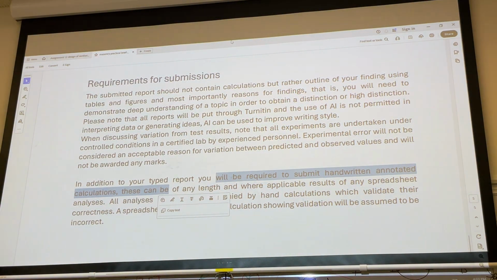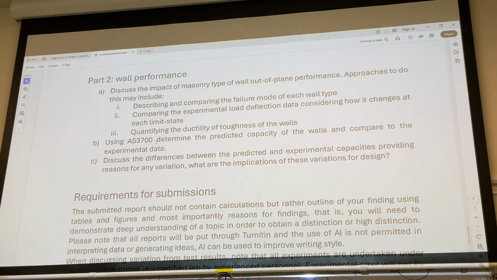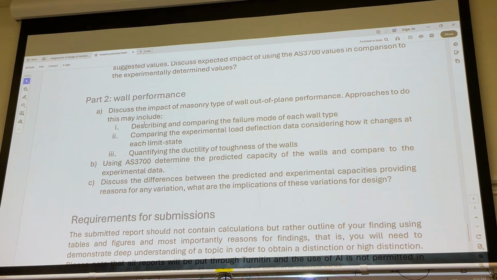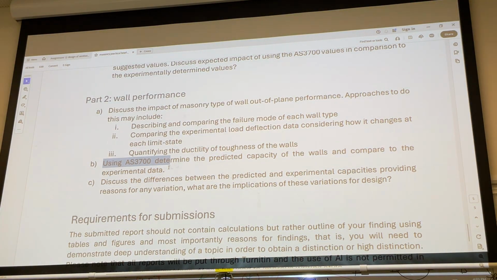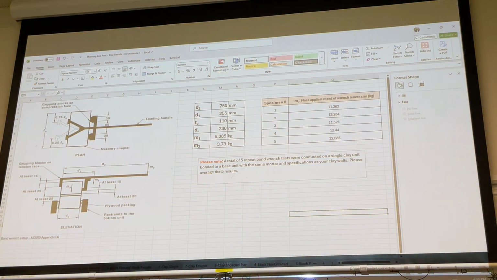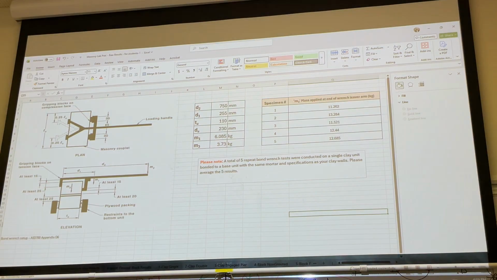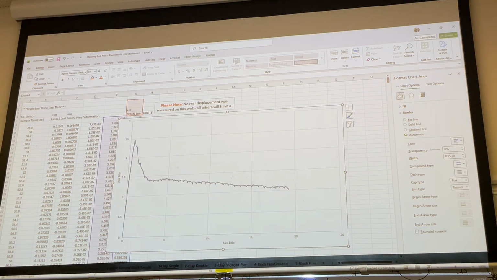Reinforced. Okay, you need to calculate the capacity using the theoretical calculation and compare it to the value you get from the experiment. You're in a good position. Do you have any question about the practical? So you expect something like this for each one. At least for each one you need to do what?